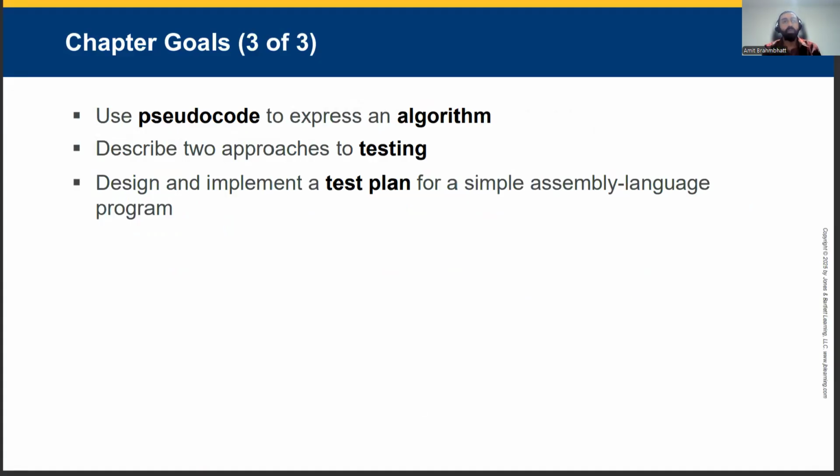In the final set of chapter goals, we focus on designing algorithms using pseudocode and learning how to test programs effectively. You'll use pseudocode to express an algorithm in a structured way, making it easier to translate into assembly or high-level programming languages. We also discuss two major approaches to testing programs and how to design and implement a test plan for an assembly language project. By the end of this chapter, you'll have a full skill set, understanding low-level machine operations, expressing solutions in pseudocode, and validating your programs through systematic testing.